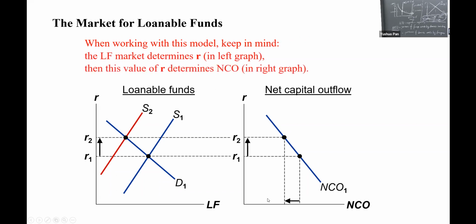When working with this model, keep in mind the loanable funds market determines the real interest rate. So R is only determined by the loanable funds market, not dependent on the others. And this real interest rate will decide your net capital outflow. The value of R determines the NCO in the red graph. So you should figure out the left graph first, and then figure out the right graph.